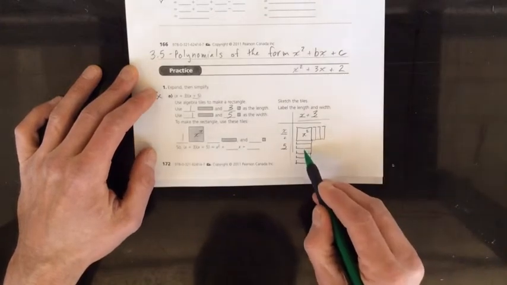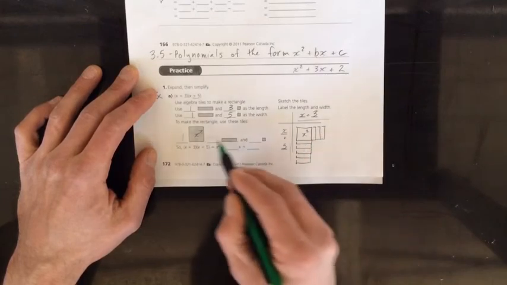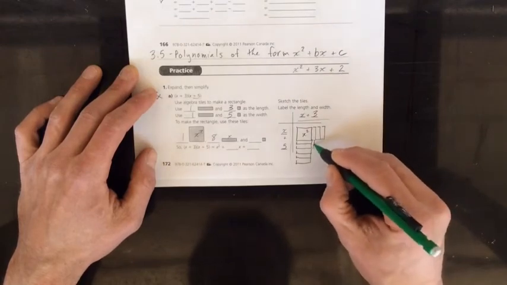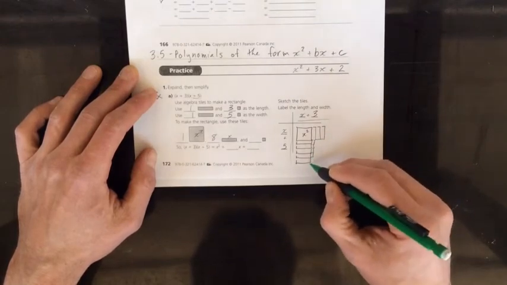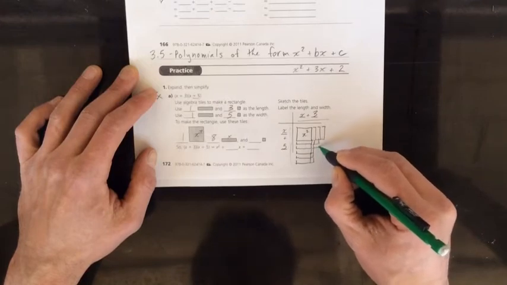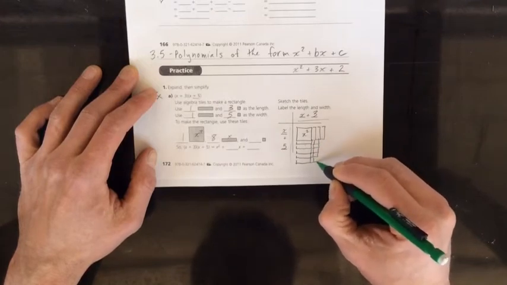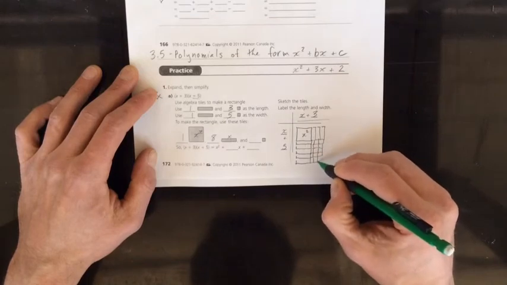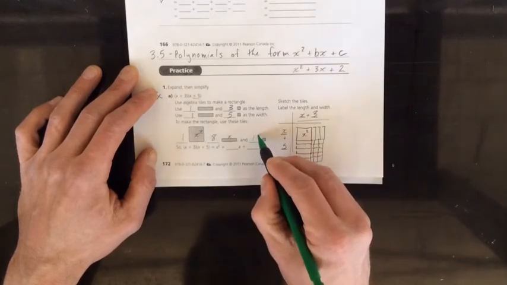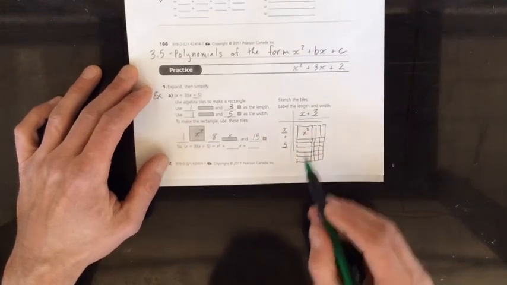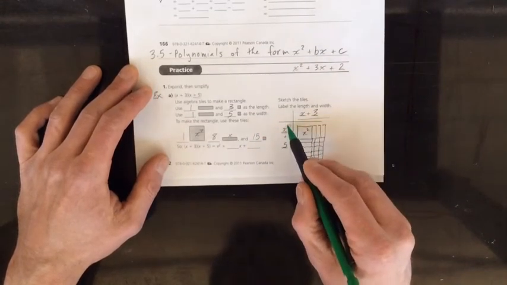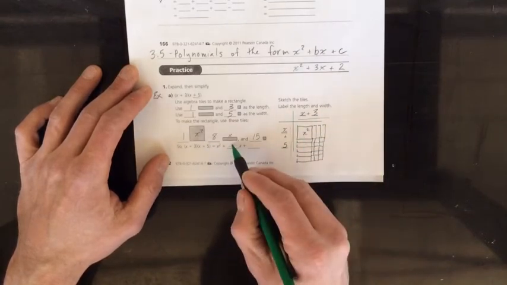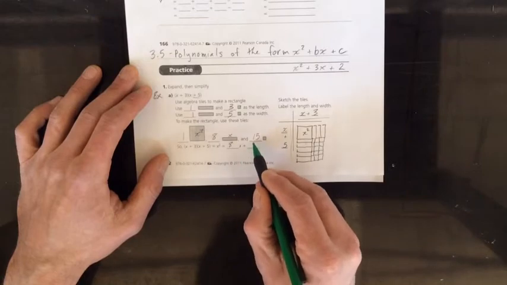So we'll have 1, 2, 3, 4, 5, 6, 7, 8 x's. And then we'll have lots of singles. In fact, there is 15. So x plus 3 times x plus 5 gives us x squared plus 8x plus 15.